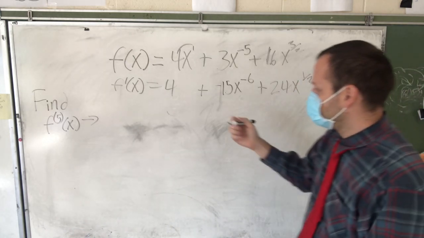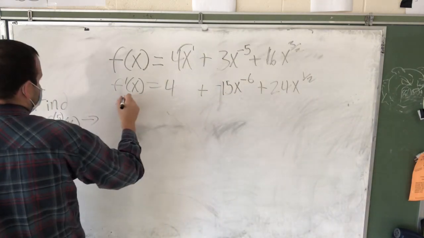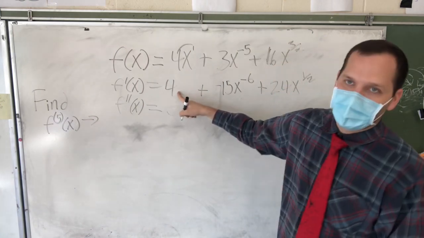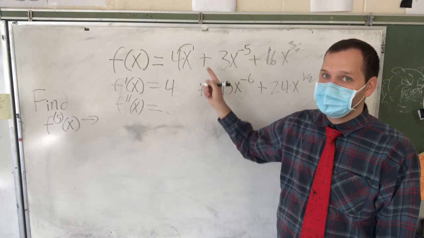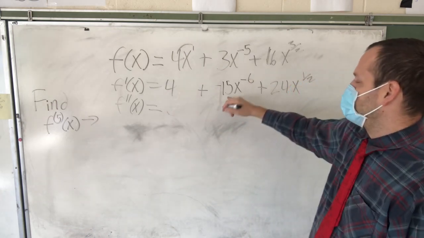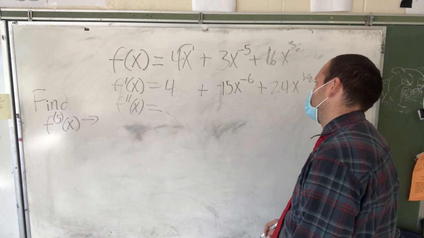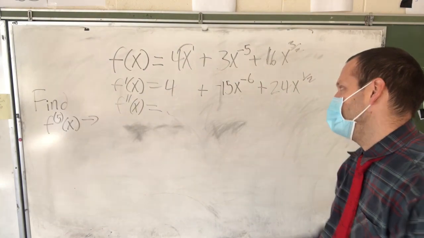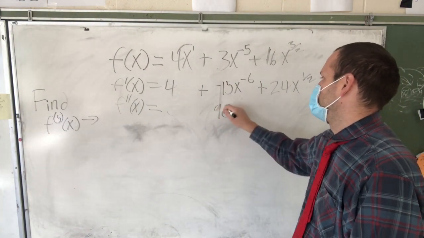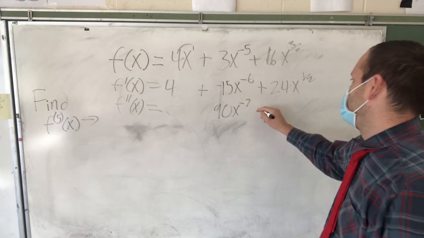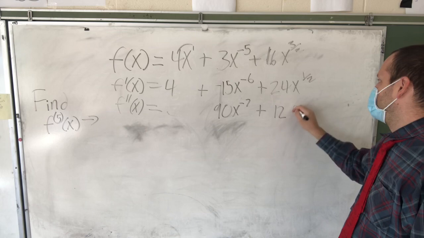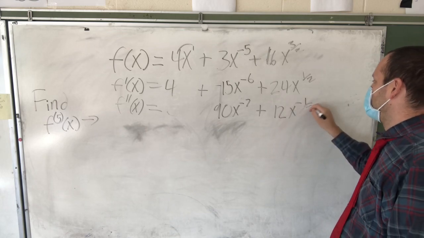All right, let's do the next derivative. F double prime of x. What's the derivative of 4? Well, it's x to the 0. What's 0 times 4? 0. It's nothing. Okay, it's gone. Negative 6 times 15. Ooh, that's going to be a big one. Negative 6 times 15 is positive 90 x to the negative 7 plus, let's see here, half of 24 is 12 x to the negative 1/2.